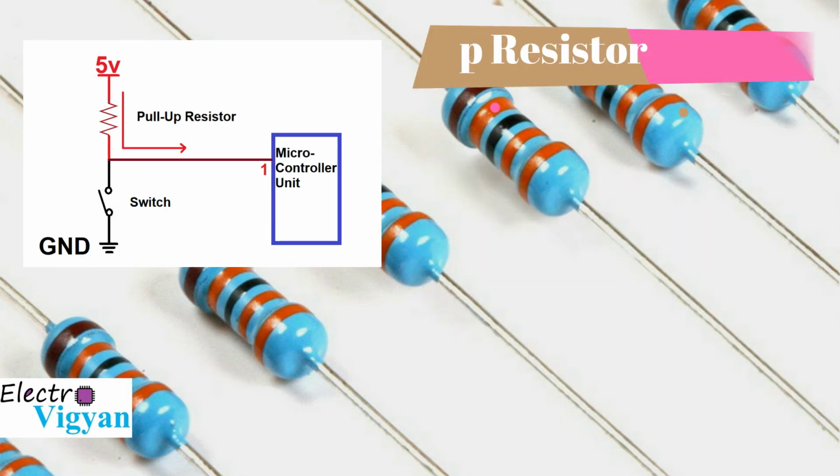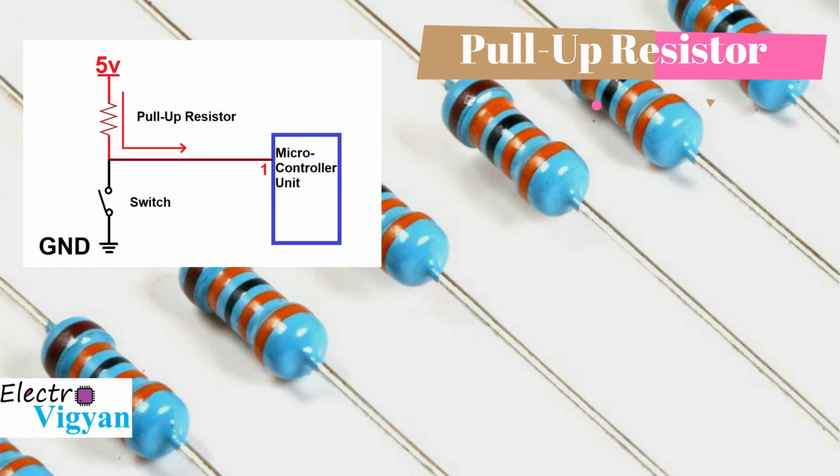Similarly, for a pull-up resistor, we connect the resistor to the 5V, so when the switch is open, the 5V goes to the input pin of the microcontroller and thus the input pin of the microcontroller gets logic high.